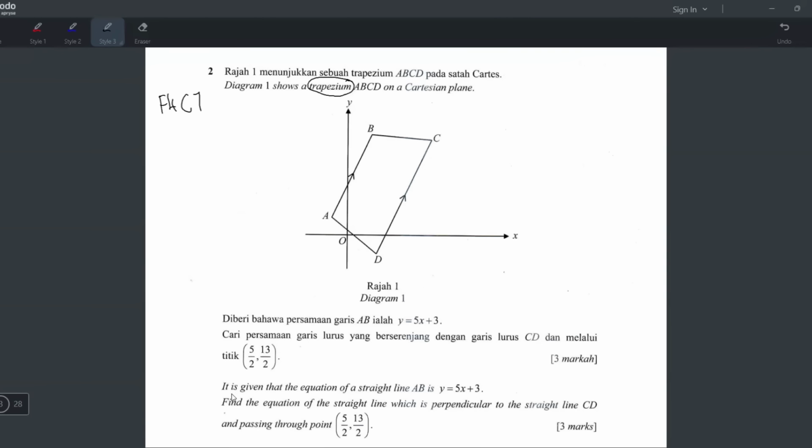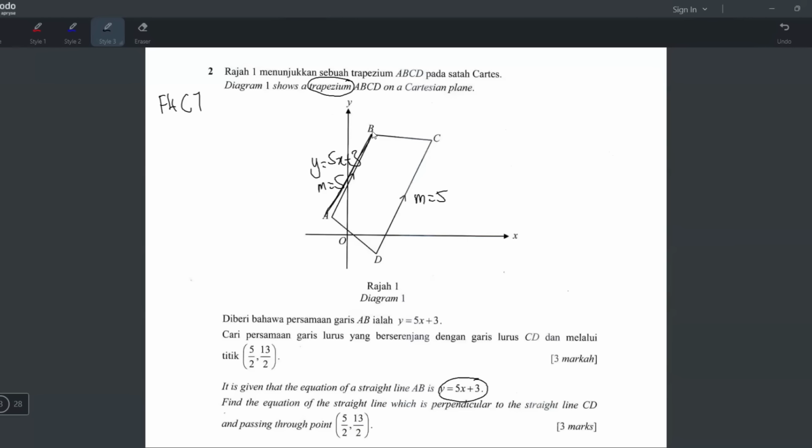Now let's see what other information there is. It is given that the equation of straight line AB is y equals 5x plus 3. This is very good because they give us the equation of AB. So let's label it. When they give you the equation, you can read its gradient and y-intercept from the equation. This equation is already arranged in the y equals mx plus c format, already in linear form. So we can straight away see that the gradient is 5. So the gradient of this line is 5. And guess what? The gradient of CD is also 5 because they are parallel. And then the 3 will be the y-intercept.